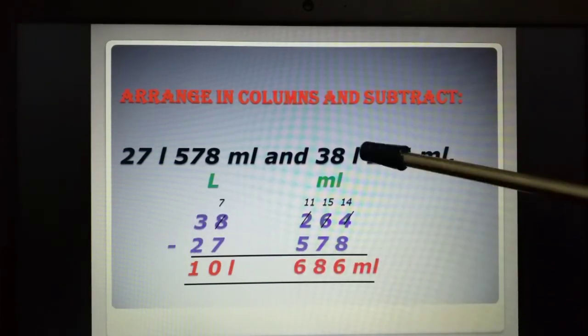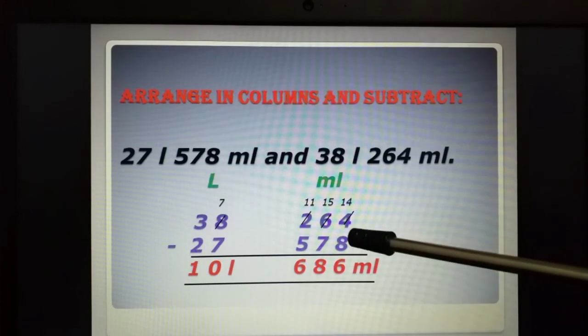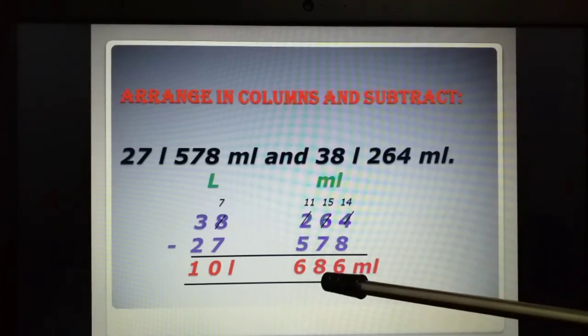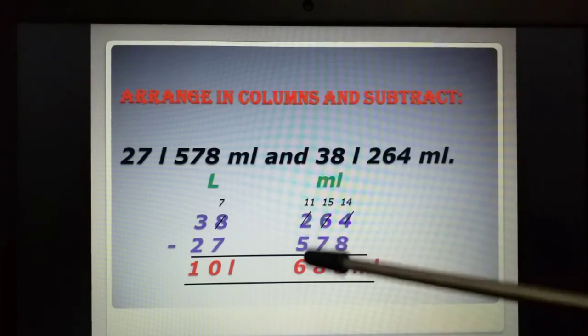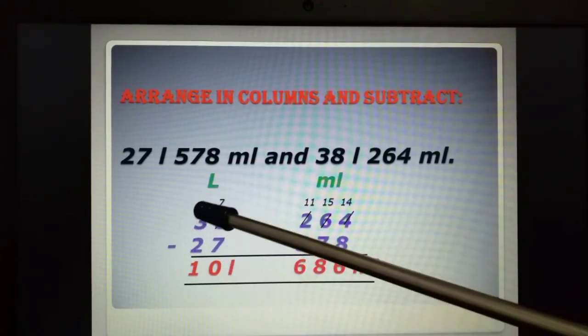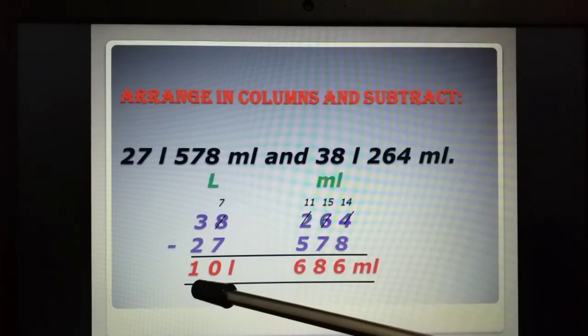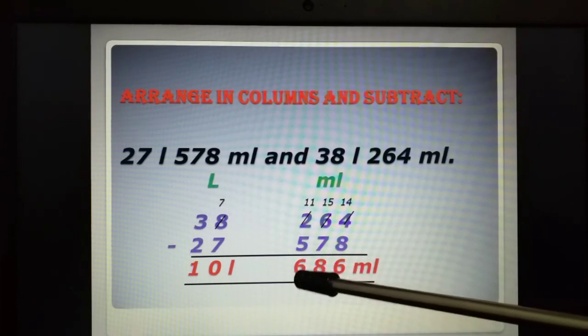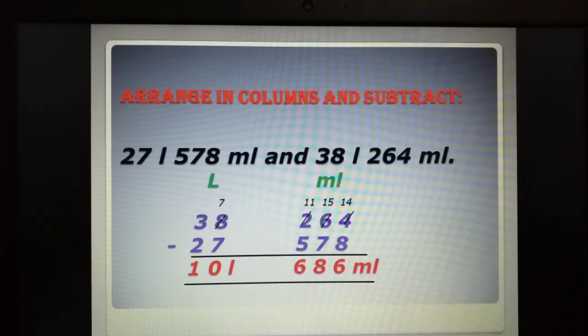Now we will subtract. 14 minus 8 is equal to 6. 15 minus 7 is equal to 8. 11 minus 5 is equal to 6. 7 minus 7 is equal to 0 and 3 minus 2 is equal to 1. So the answer will be 10 liters and 686 milliliters.